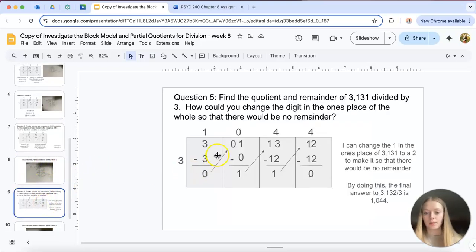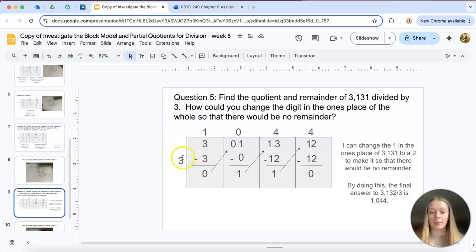Then for the second part, how could you change the digit in the ones place of the whole so that there would be no remainder? So I changed the 1 in 3,131 to a 2, so it's 3,132 divided by 3 to get no remainder.